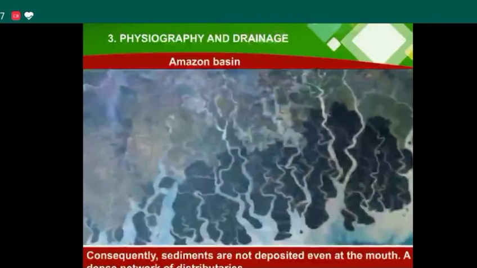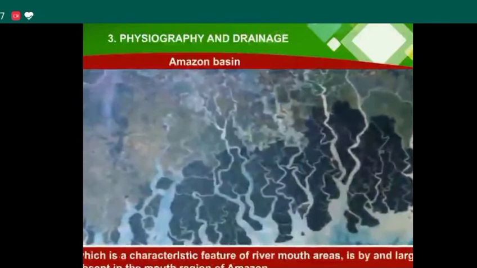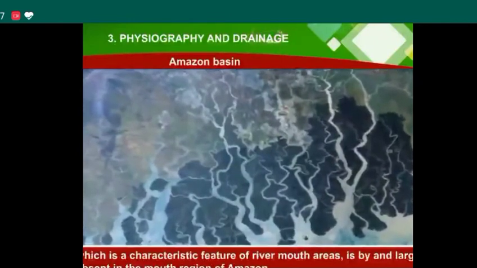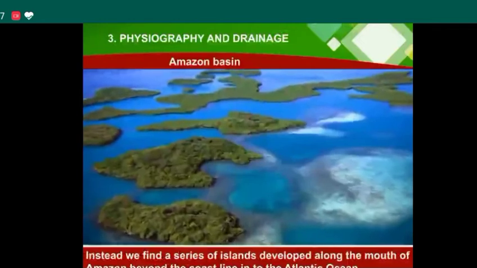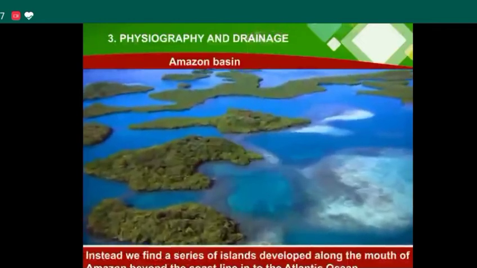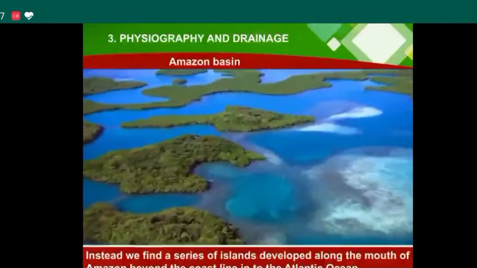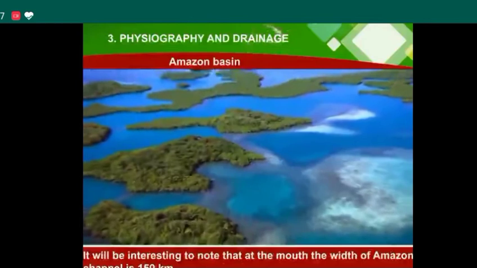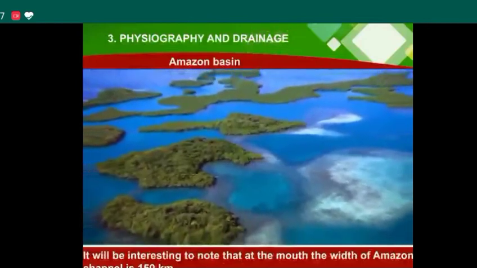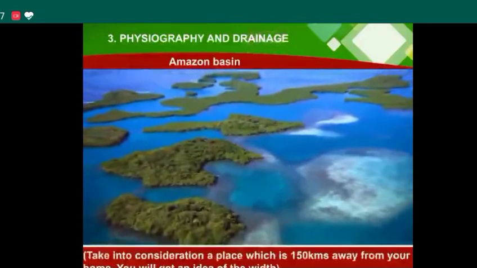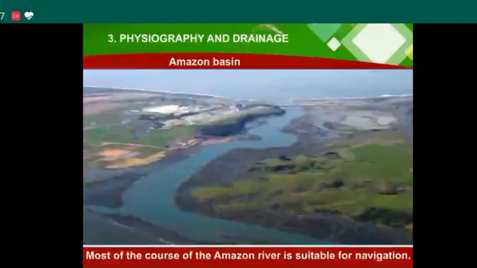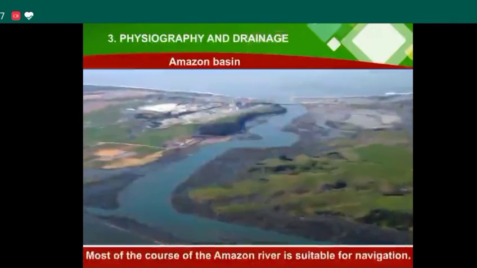A dense network of distributaries, which is a characteristic feature of a mouth area, is by and large absent in the mouth region of the Amazon. Instead, we find a series of islands developing along the mouth of the Amazon beyond the coastline in the Atlantic Ocean. It will be interesting to note the width of the Amazon at its mouth. Taking a distance of 50 km away from your home, you will get an idea of the width. Most of the course of the Amazon River is suitable for navigation.